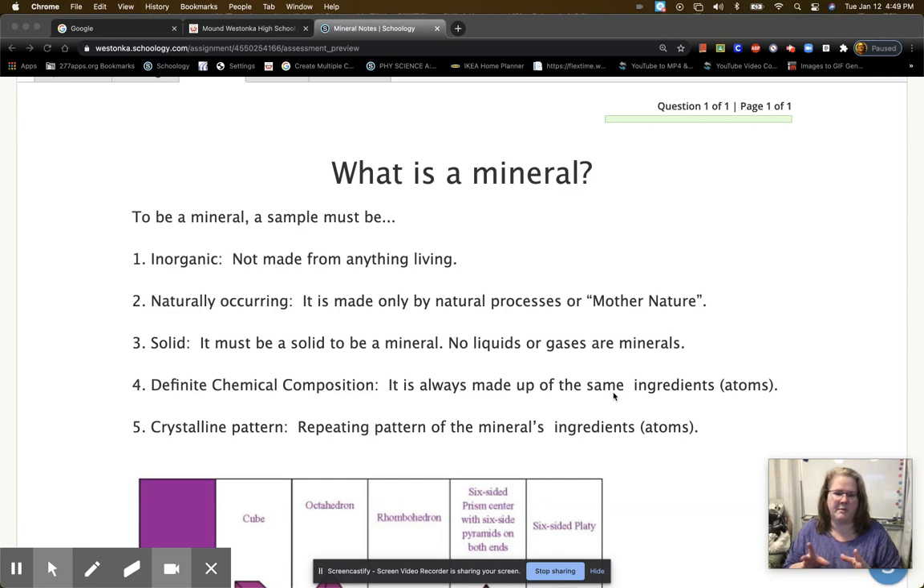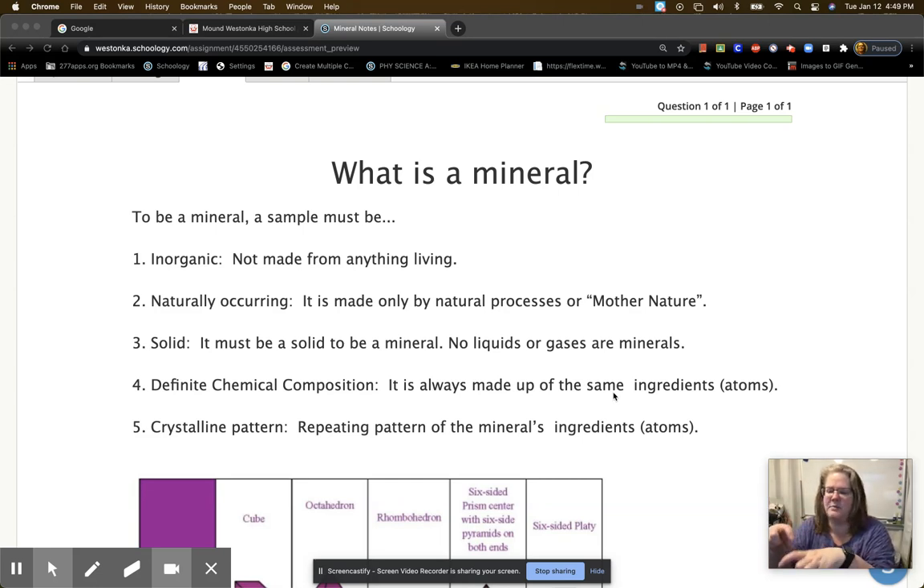So to be a mineral, it has to be inorganic, that is, not made from anything alive. It has to be naturally occurring, that is, made by nature, not humans. It has to be solid, that is, at room temperature, it's not a liquid or a gas. It has to have a definite chemical composition, so it's always made up of the same set of atoms. And it needs a repeating pattern.